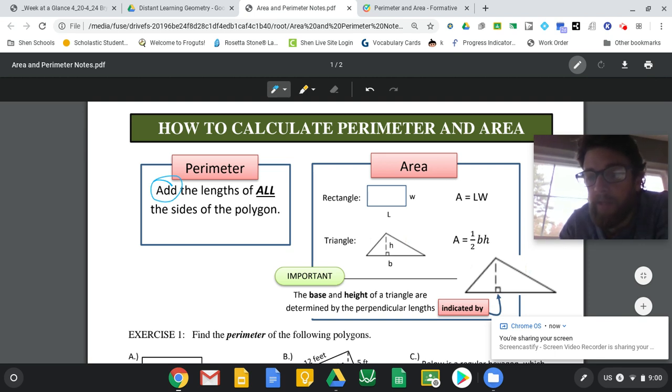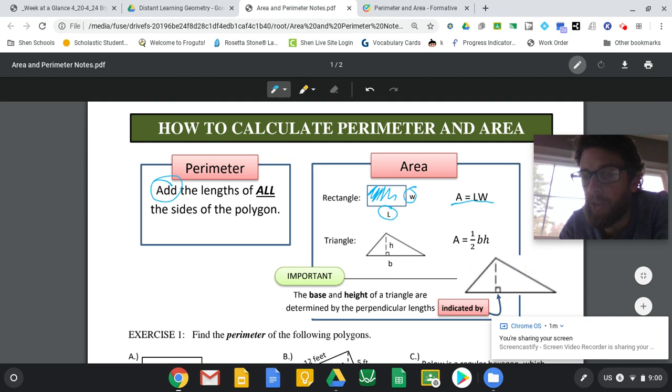Area. I think you remember a rectangle. You have to use these formulas right here. The area of a rectangle is length times width. You simply multiply this length by this width, and you have yourself the area, which will tell you the inside of the rectangle, how much space is in there, how many actual squares fit in there.